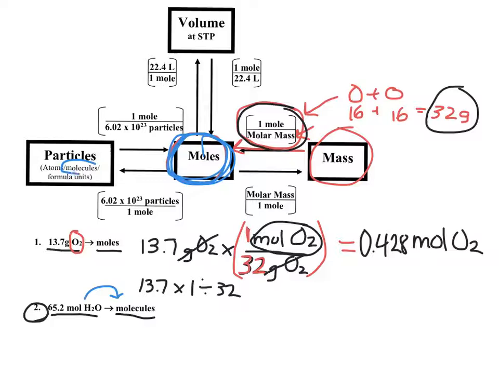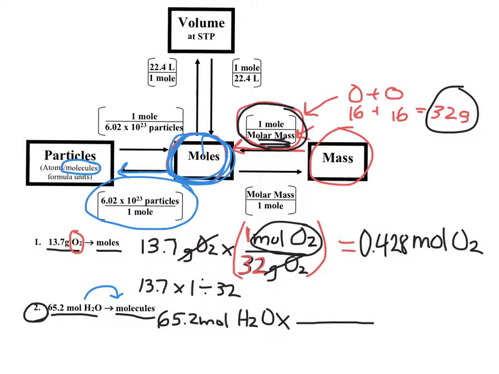If you look, molecules falls under particles. So that means I'm headed to particle island from moles, which means I'm just going to use this conversion factor right here. There's no additional math to do, nothing like the molar mass that we did earlier. So this just becomes very straightforward. I'm going to take my 65.2 moles of H2O, which is water, multiply it by that conversion factor up here.